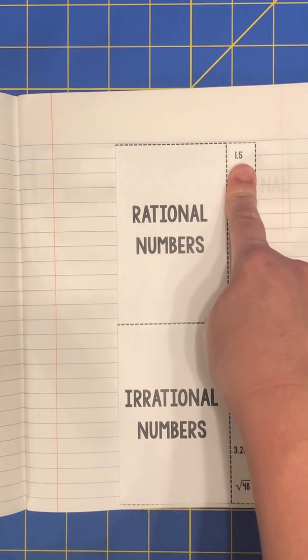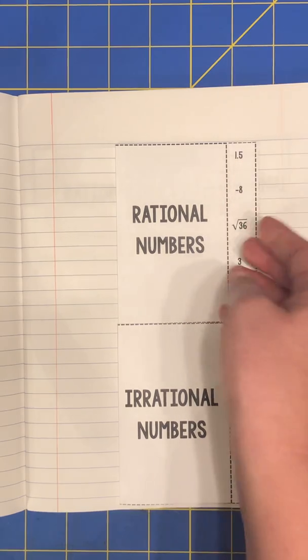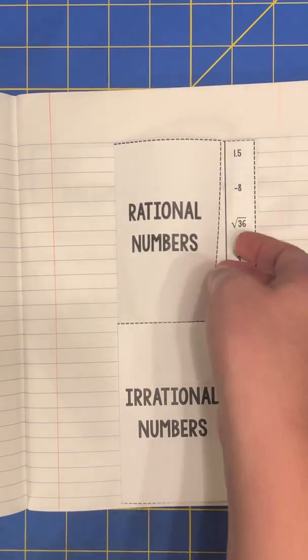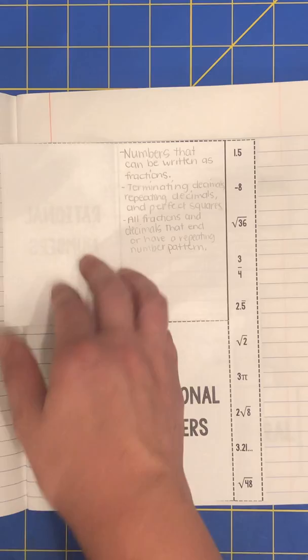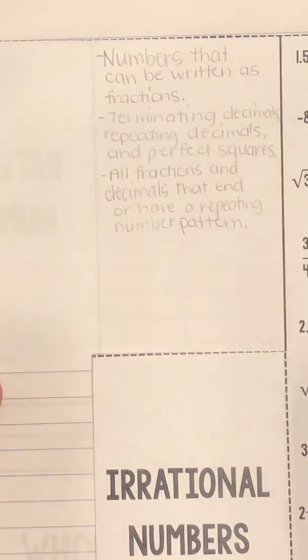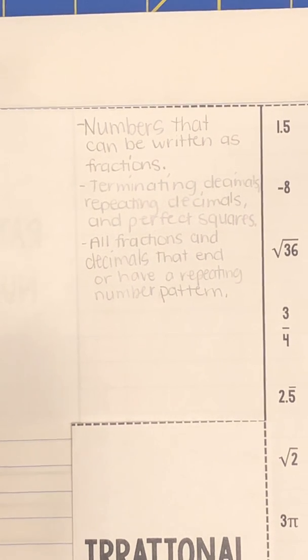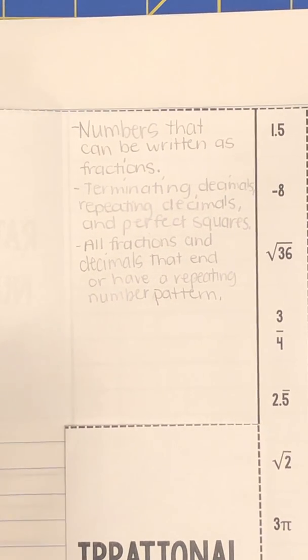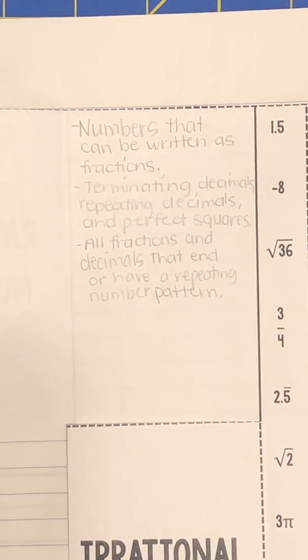We see decimals that terminate, decimals that repeat. We see all kinds of numbers. So what we're going to write in under the rational area, I'll zoom in here, is that rational numbers are numbers that can be written as fractions. Terminating decimals, repeating decimals, and perfect squares are all examples of rational numbers. And all fractions and decimals that either end or have a repeating number pattern, those are classified as rational numbers.